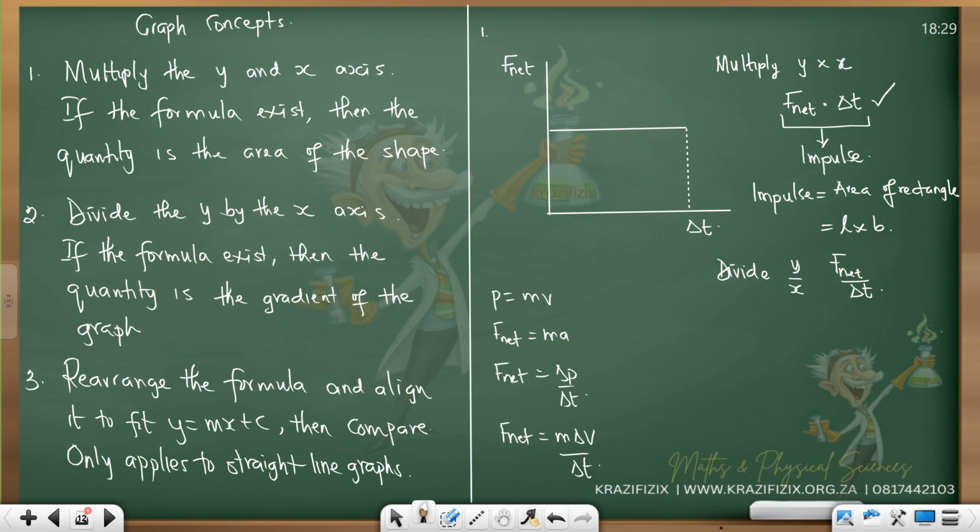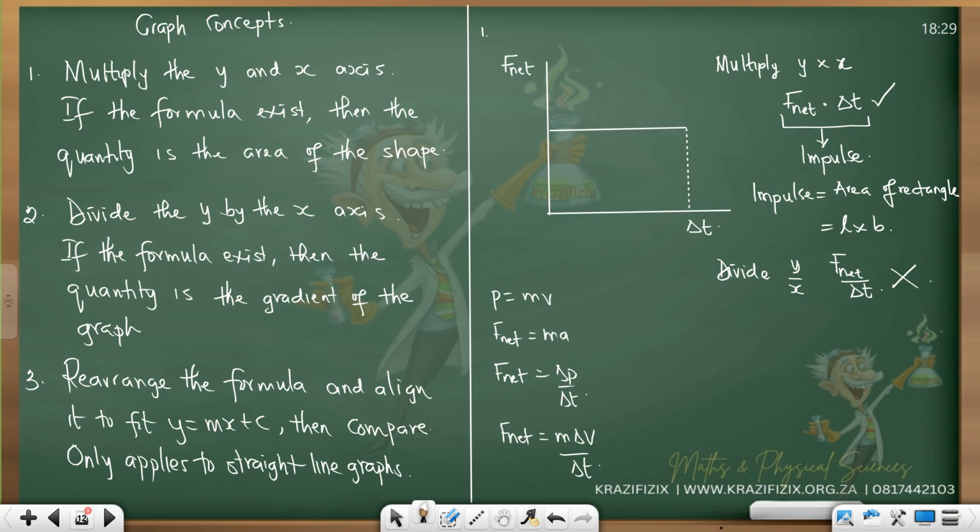No, it doesn't. There's no way you are going to write F net over delta T. You'll be doing magic. You will not be doing maths. You will be doing magic. Because if you cross multiply, you have F net times delta T. So this formula does not exist. We don't need to worry about the gradient. Does not exist. And that's all we're doing.